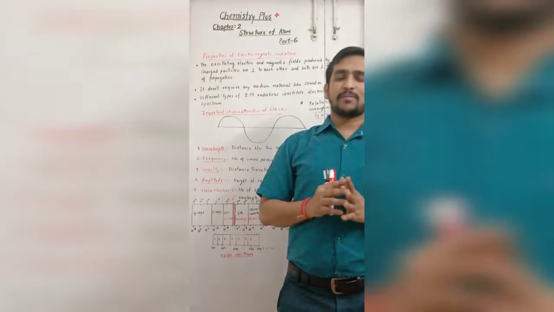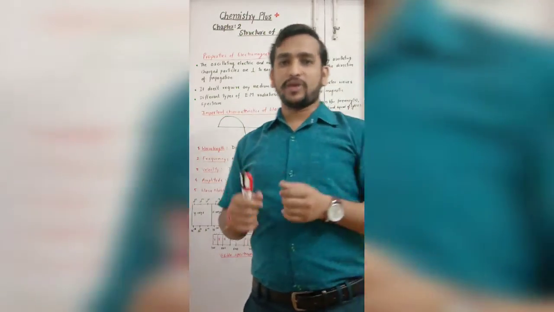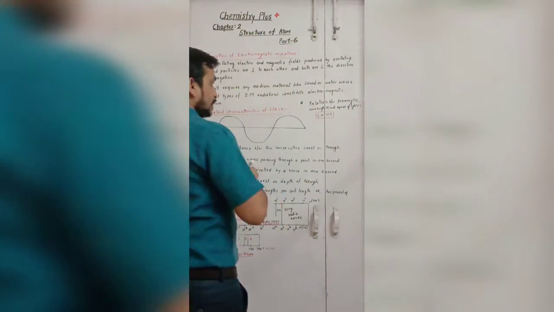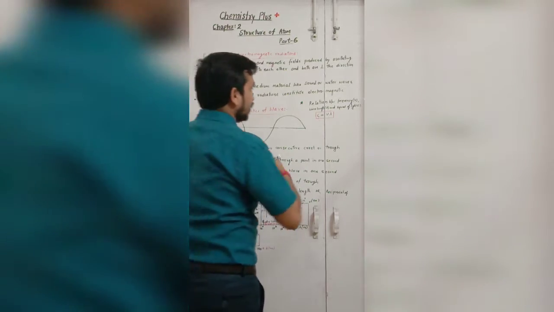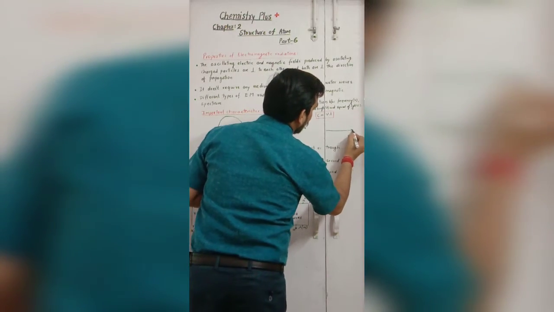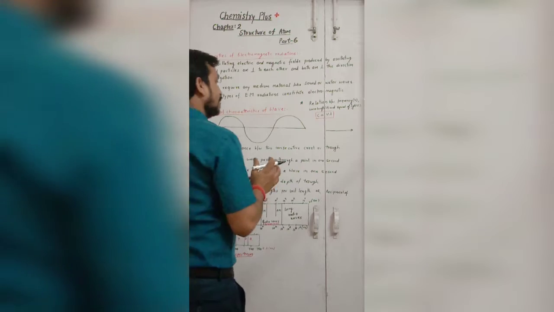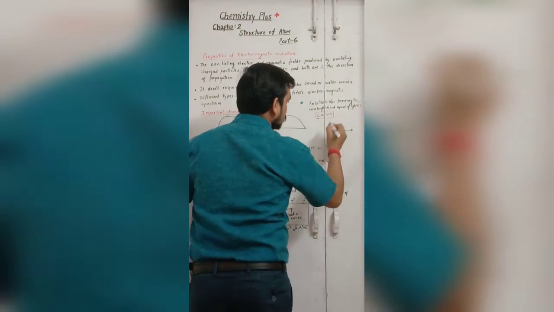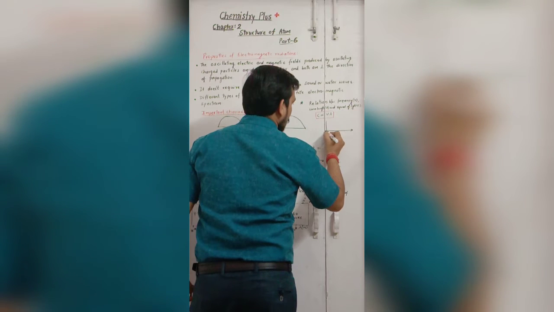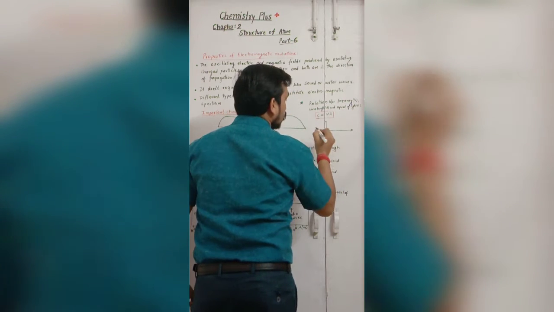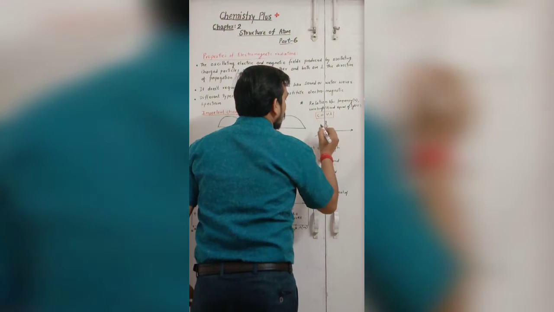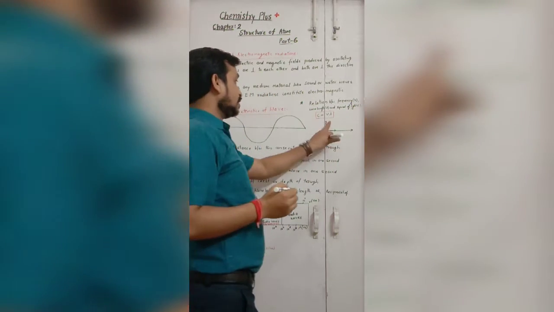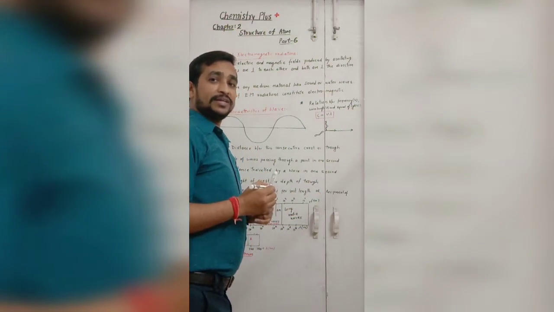In the last video, we discussed the characteristic properties of a wave, and we will continue with that part. We talked about how a moving charged particle creates electric and magnetic fields which are mutually perpendicular to each other. This is the direction of the electric field, this is the direction of the magnetic field, and this is the direction of propagation, so these three are mutually perpendicular to each other.